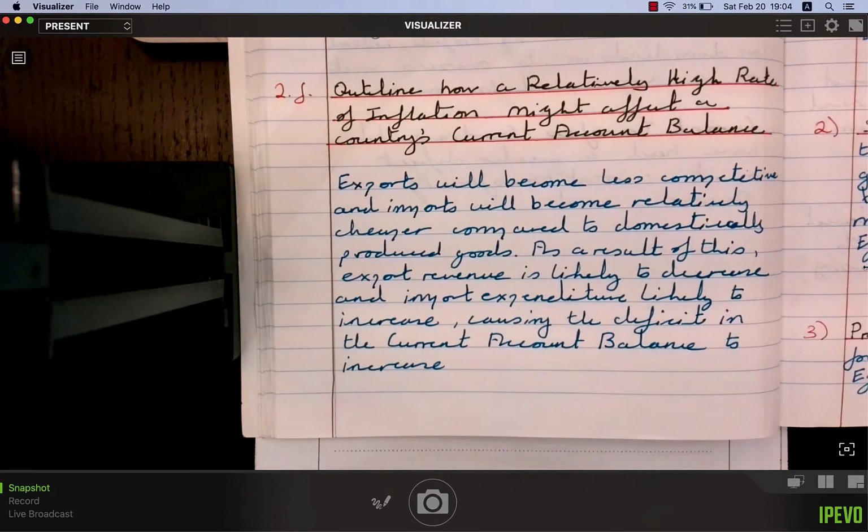So as a result of this, export revenue is likely to decrease and import expenditure is likely to increase. Now, if that happens, if we start to spend an increasing amount, and we already know from this question that the current account is already in deficit, well then, if we start to spend even more money on imports, and they are spending less of their money on our exports, well then the current account deficit is going to increase, it's going to get worse, okay? And that's the answer to that question there.